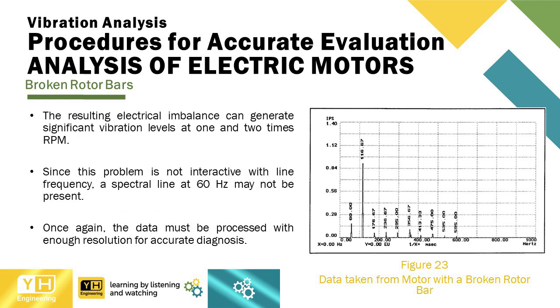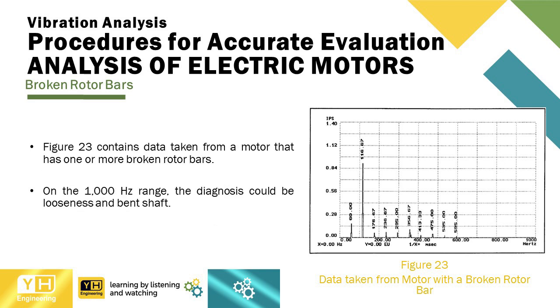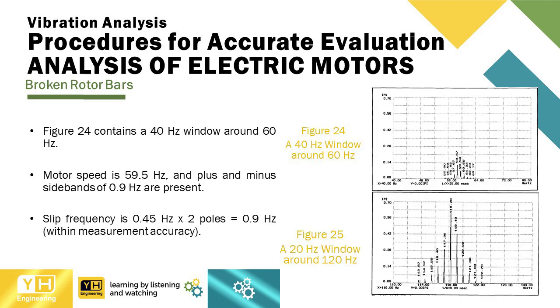The resulting electrical imbalance can generate significant vibration levels at 1 and 2 times RPM. Since this problem is not interactive with line frequency, a spectral line at 60 Hz may not be present. Once again, the data must be processed with enough resolution for accurate diagnosis. Figure 23 contains data taken from a motor that has one or more broken rotor bars. On the 1000 Hz range, the diagnosis could be looseness and bent shaft. Figure 24 contains a 40 Hz window around 60 Hz. Motor speed is 59.5 Hz, and plus and minus sidebands of 0.9 Hz are present.